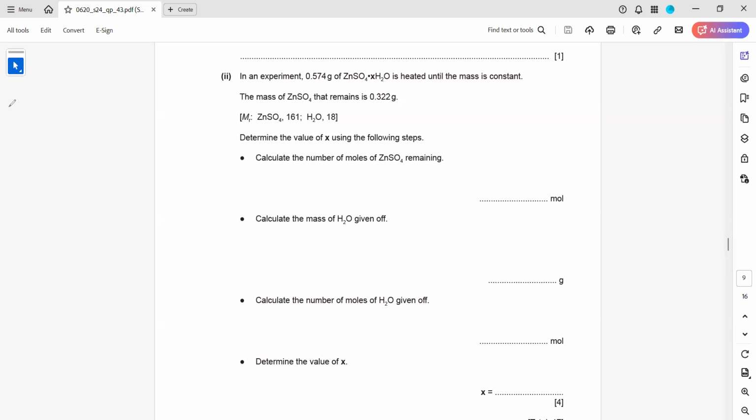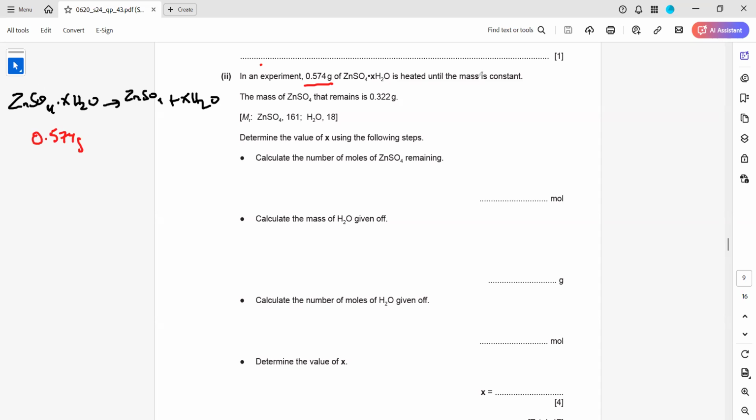You have hydrated zinc sulfate, ZnSO4·xH2O. When you supply heat energy, it will decompose into zinc sulfate, plus it also gives x moles of water. We don't know how many moles, x moles of water. They mentioned that in an experiment, the total mass was 0.574 grams.